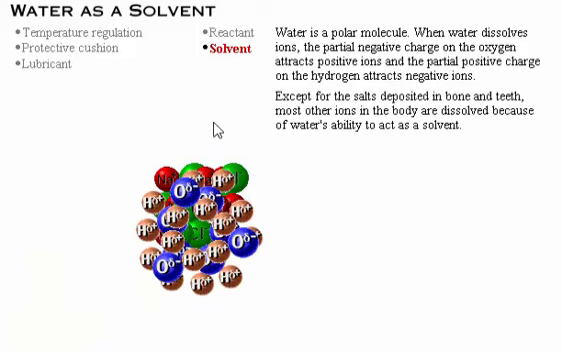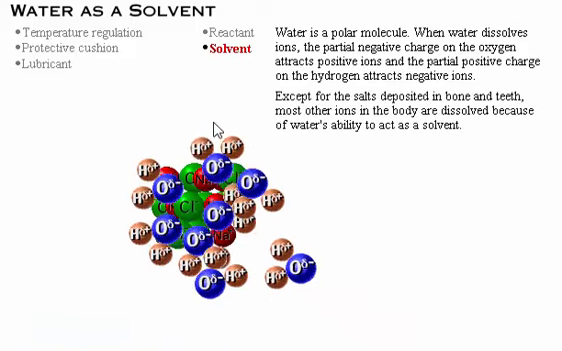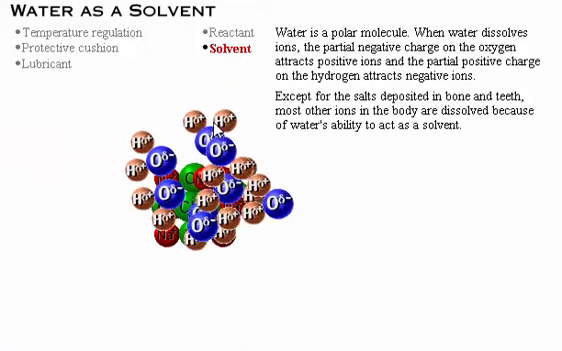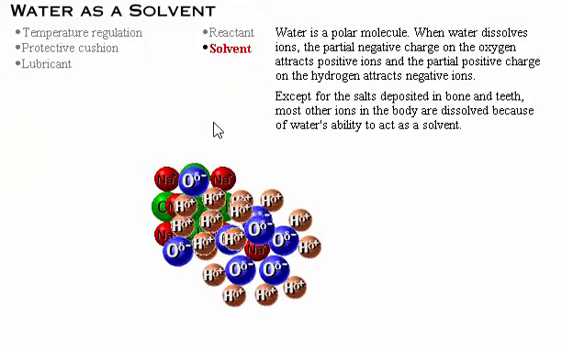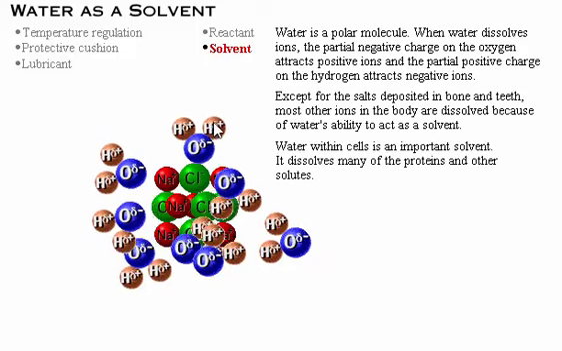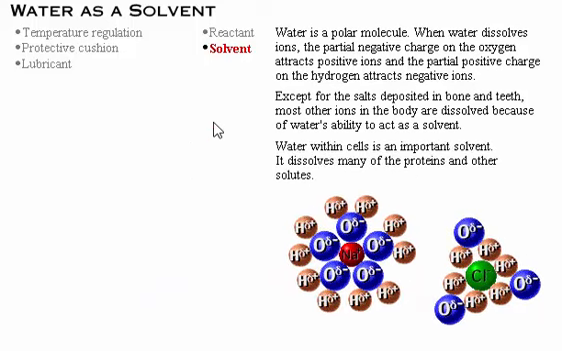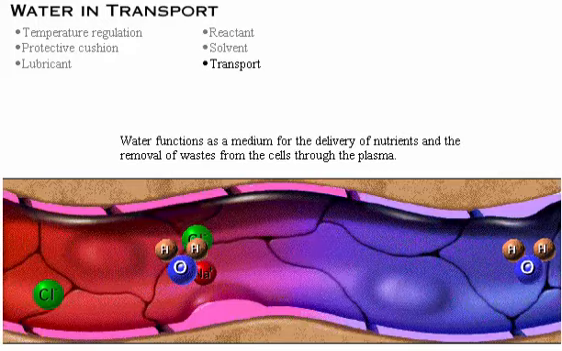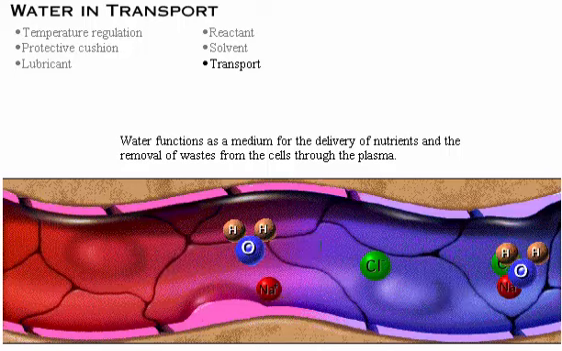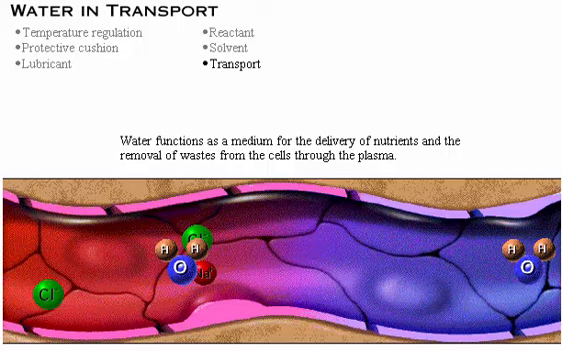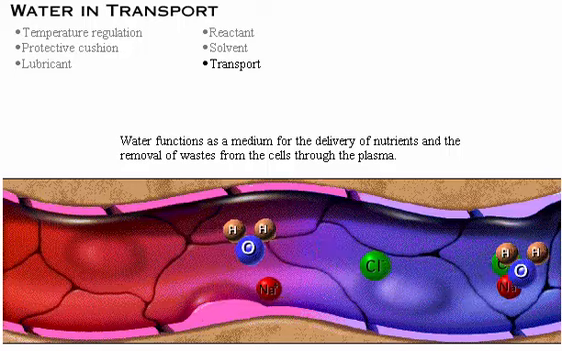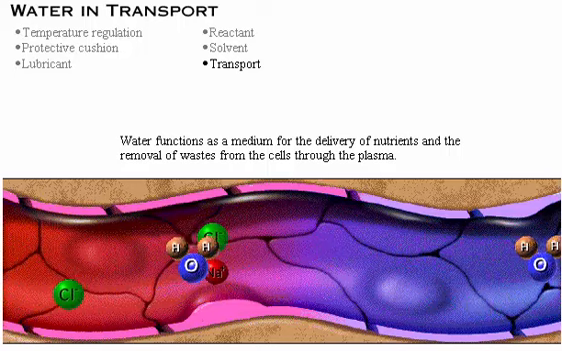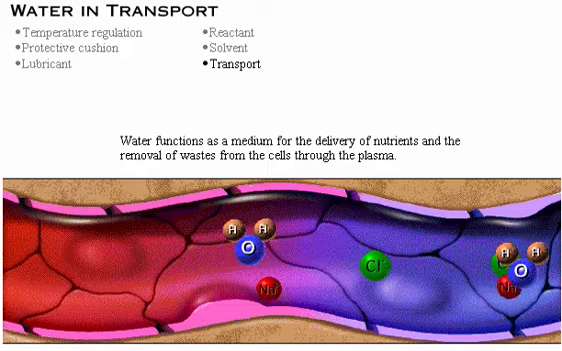Except for the salts deposited in bone and teeth, most other ions in the body are dissolved because of water's ability to act as a solvent. Water within cells is an important solvent. It dissolves many of the proteins and other solutes. We are now looking at a blood vessel. Because of water's ability to dissolve ions and molecules within the body fluids, water functions as a medium for the delivery of nutrients and the removal of wastes from the cells through the plasma.